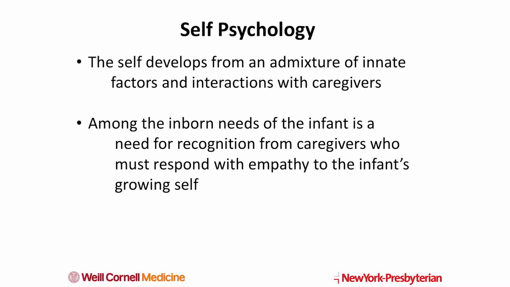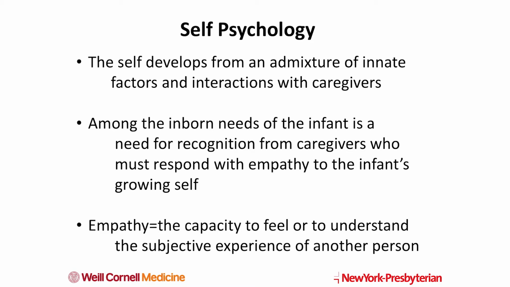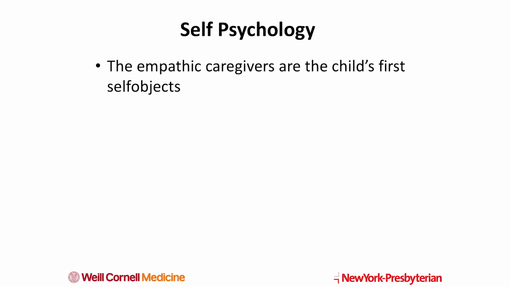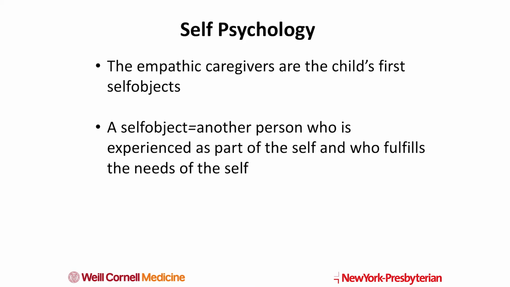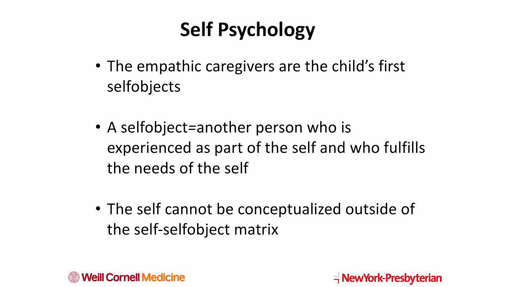Among the inborn needs of the infant is a need for recognition from caregivers, who must respond with empathy to an infant's growing self. Empathy is defined as the capacity to feel or to understand the subjective experience of another person. Empathic responsiveness in caregivers, usually the mother or the father, is vital to the development of the self. These empathic caregivers are the child's first self-objects. A self-object is defined as another person who is experienced as part of the self and who fulfills the needs of the self. Indeed, in self-psychology, the self cannot be conceptualized outside of the self-object matrix.